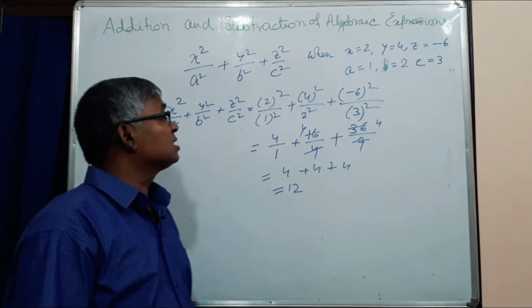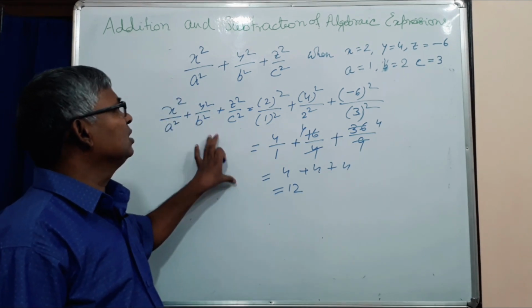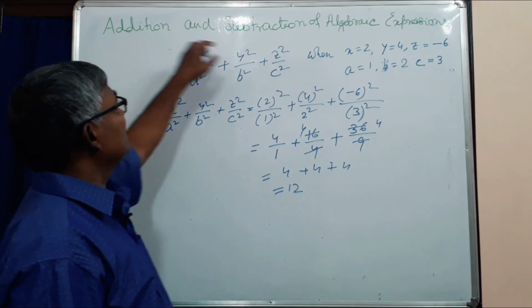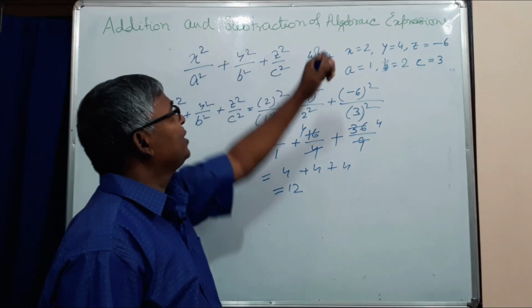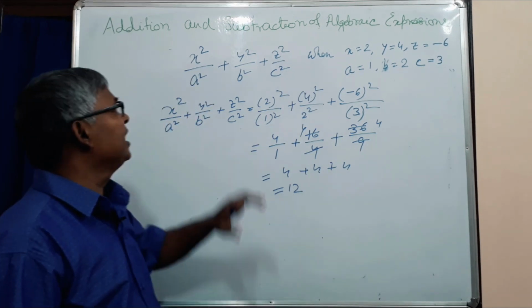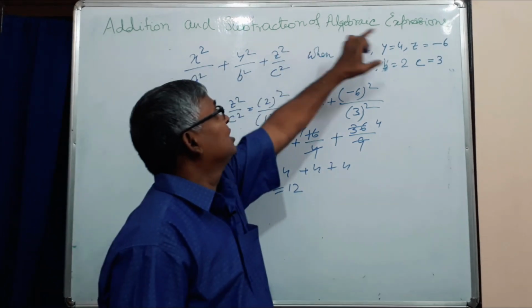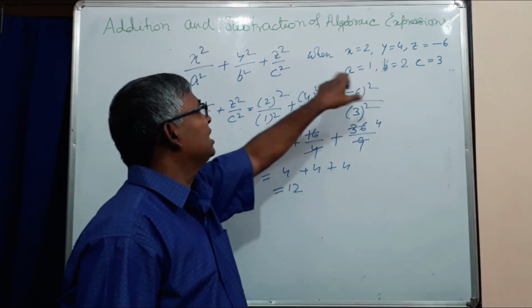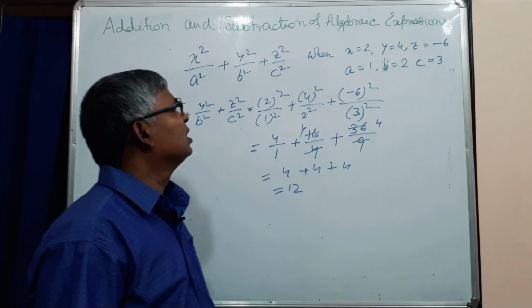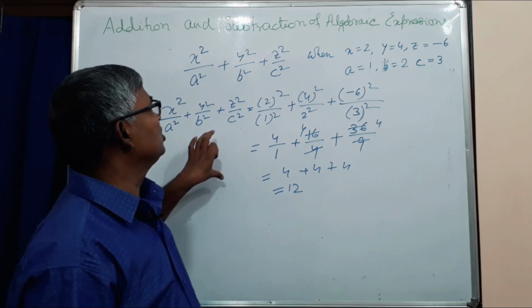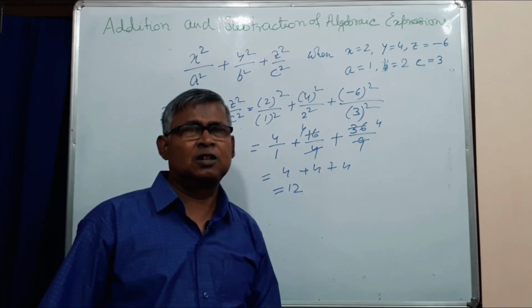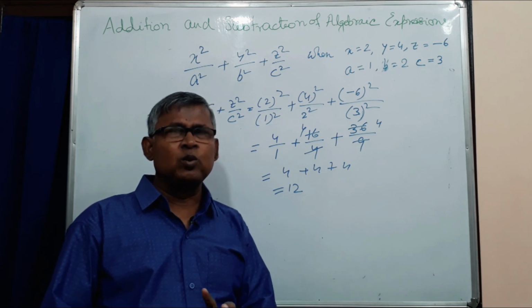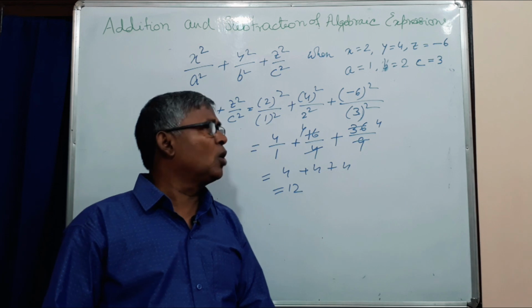So students, please follow these three parts: addition and subtraction of algebraic expressions, and finding the value of algebraic expressions where values of independent variables, that is variables, are given. So you simply solve this carefully, and I think this will lead you to overcome your problems.